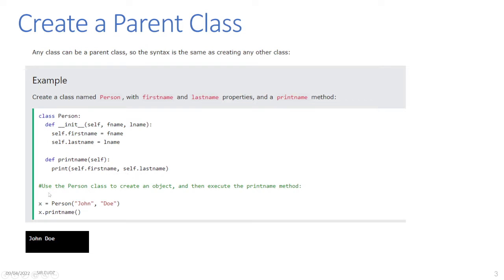Okay, so if we use the class to create an object, we have x is equal to Person John Doe, and then x.print_name, so this will print John Doe. Of course, we have learned how to do this one in the previous video. So we have created a parent class.